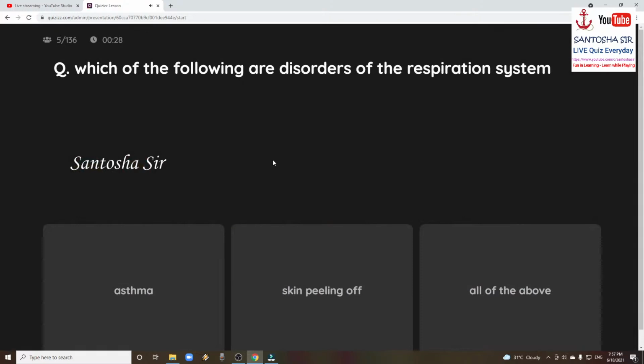Which of the following are disorders of the respiration system? Is it asthma, skin peeling off, or both?